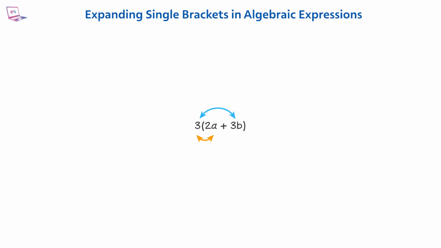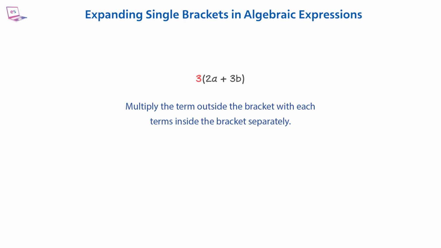Let's see an example. In this expression, 3 is outside the bracket, and there are 2 terms on the inside of the bracket. To expand this kind of expression, you have to multiply the term outside the bracket with each term inside the bracket separately. That is, you have to multiply 3 with 2a and 3b separately.